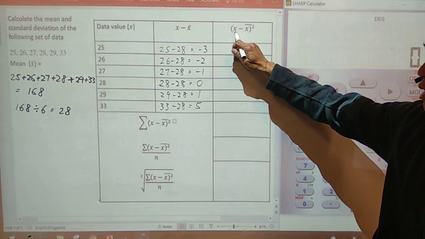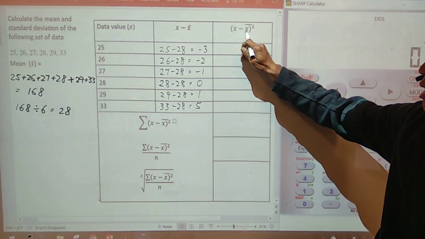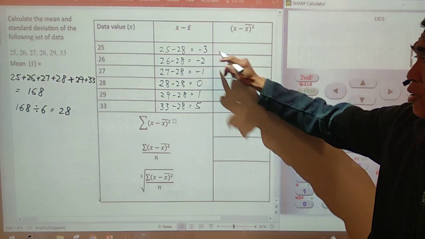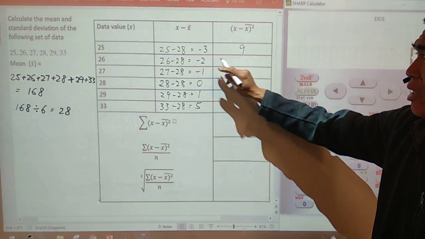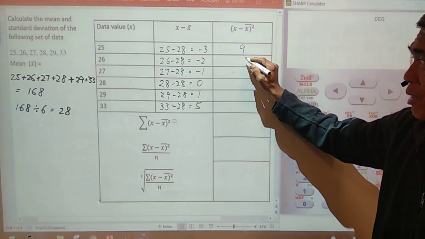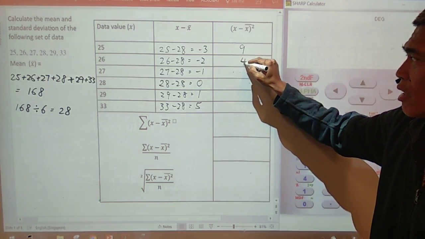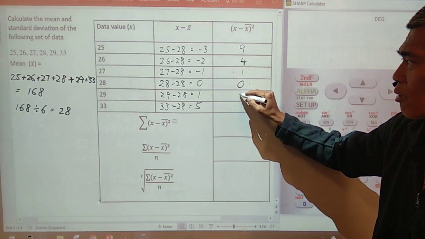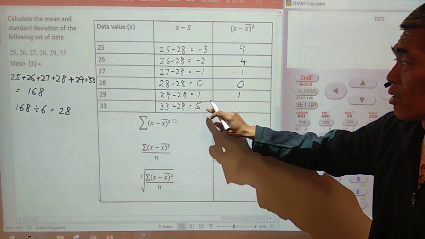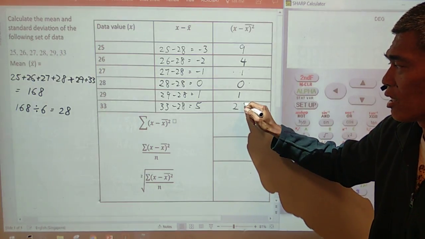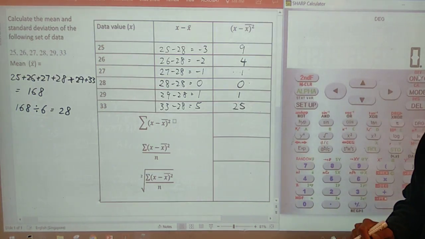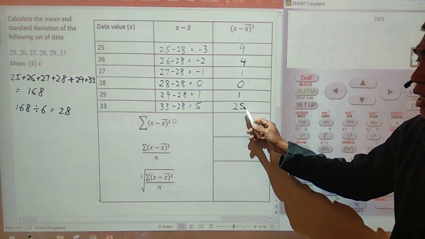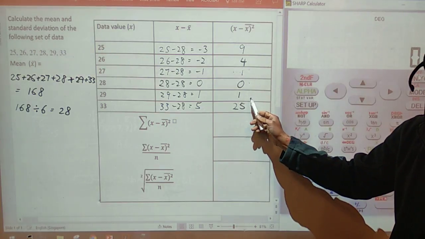All right, so here's what we're doing. We've taken the difference between the value and the mean, and now we're going to square it. So we're going to square minus 3, that gives us 9. If you square minus 2, that's minus 2 times minus 2 giving you 4. If you square minus 1, you get 1. If you square 0, you get 0. If you square 1, you get 1. If you square 5, you get 25. Notice that this is actually a very large number compared to the rest.